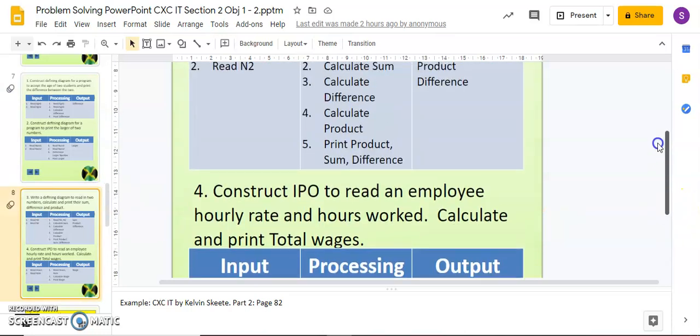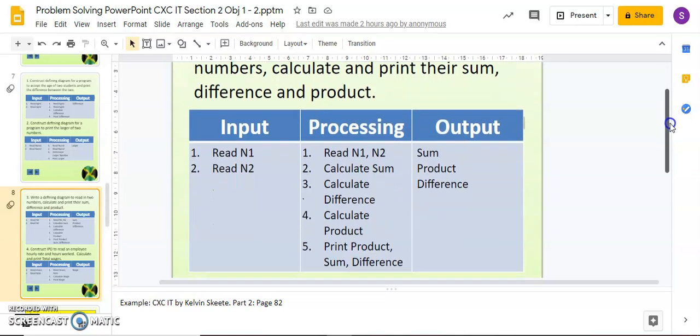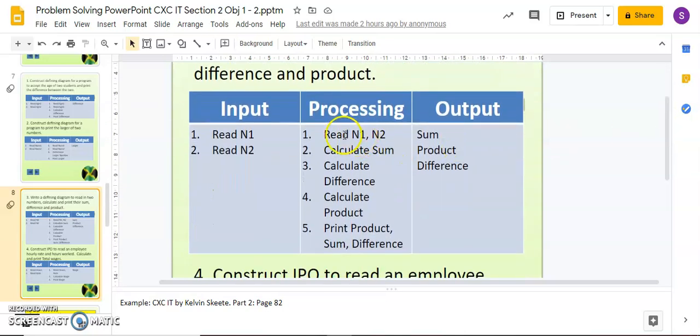The next example is: write a defining diagram to read in two numbers, calculate and print their sum, difference, and product. Now the input would be to read the two numbers. After the computer reads the two numbers, it will calculate the sum, the difference, and the product. After which it will print the product, the sum, and the difference, and that will be your result, which is your output.